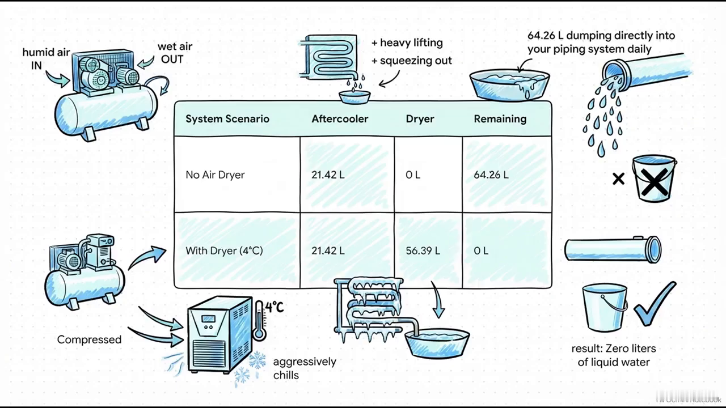Imagine pouring over 64 liters of water into your expensive pneumatic machinery every single day. But compare that to a system equipped with a refrigerated dryer running at a 4 degrees Celsius dew point. That dryer aggressively chills the air, wringing out the remaining 56.39 liters. The result? 0 liters of liquid water forming in your daily operations.